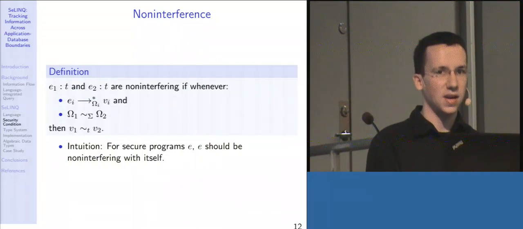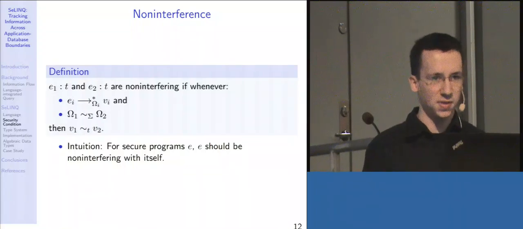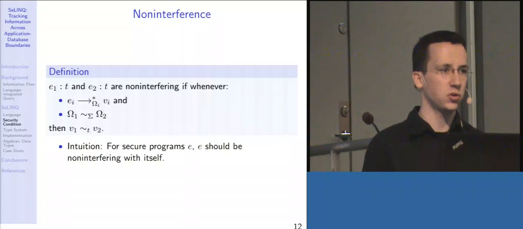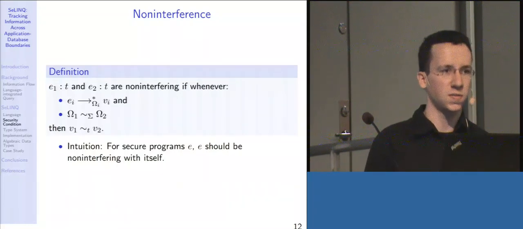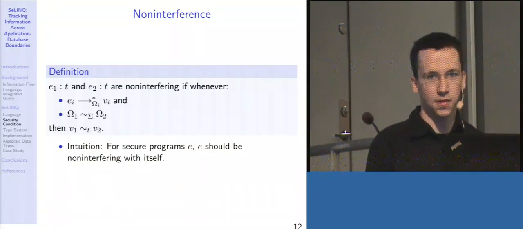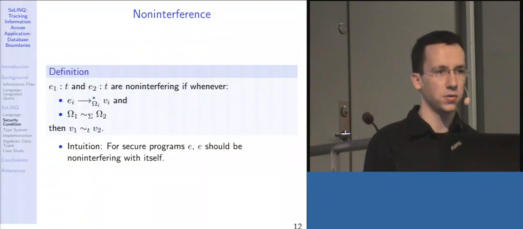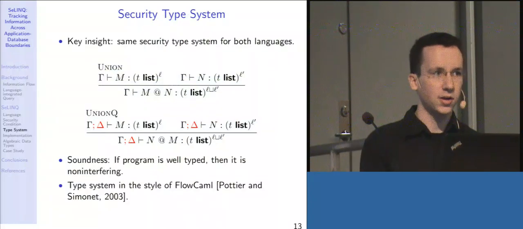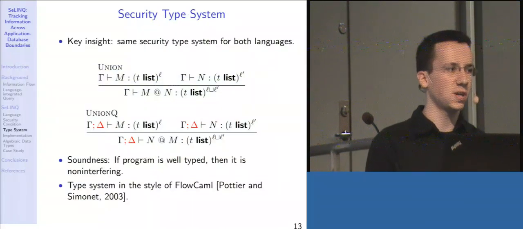And the basic idea is that if you have a secure program, it should be non-interfering with itself. So if you run it with two different databases that look the same to the attacker, so the public parts are equal, then the program result should always coincide on public parts as well. Otherwise, the attacker could learn something about private contents of the database. And now I'll talk a bit about how to enforce this property.